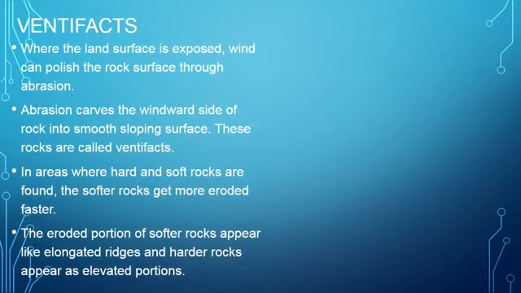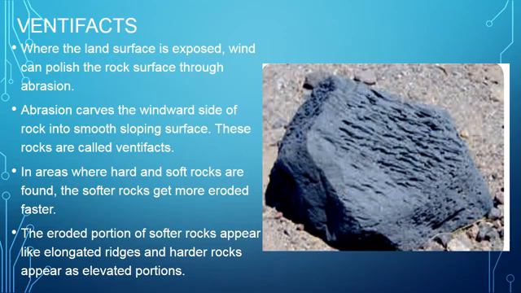Now we'll see about ventifacts. In the image you can see that the rock is being eroded because of the wind. There are many scratches on the rock. Carvings are done on the rock. This is done with the help of the process called abrasion. A video regarding the abrasion process is already uploaded on this channel. So abrasion means, when rocks start scratching each other, because of that the feature of the rock changes. That is the abrasion process.